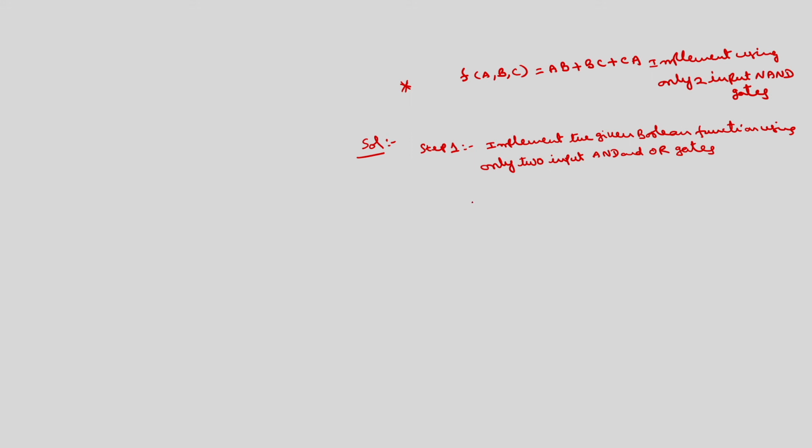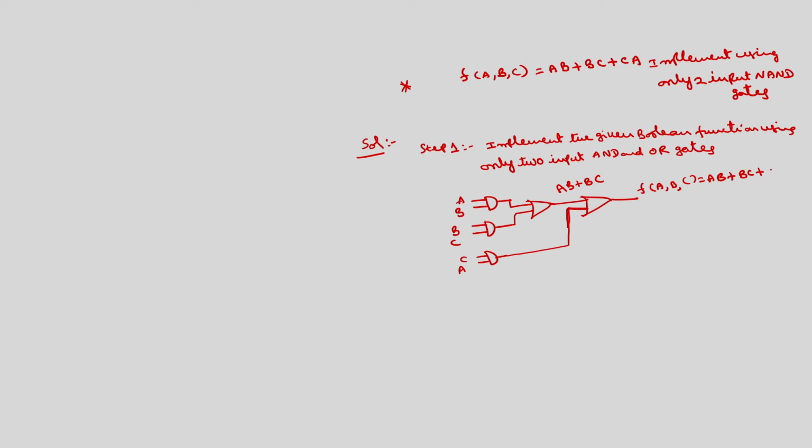So, what is the implementation of this one? AB, this is AND operation, this is BC, another AND operation. So, I want to only use 2 input OR gate. So, I have to first obtain this AB plus BC using this 2 input OR gate, then you obtain CA, then you take another 2 input OR gate. So, this is your f of ABC is equal to AB plus BC plus CA.